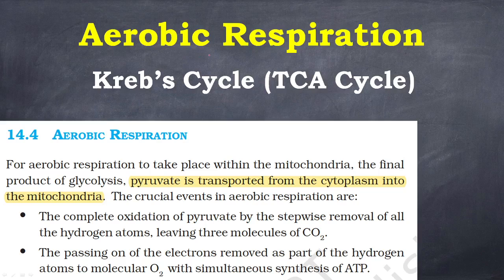In higher organisms that perform aerobic respiration, there is something called the Krebs cycle. So next video we'll be talking about the Krebs cycle and aerobic respiration. So please read about the Krebs cycle. It is also called the TCA cycle, tricarboxylic acid cycle. Read section 14.4, aerobic respiration, and then read about the TCA cycle. Okay, and then you can watch the next video.